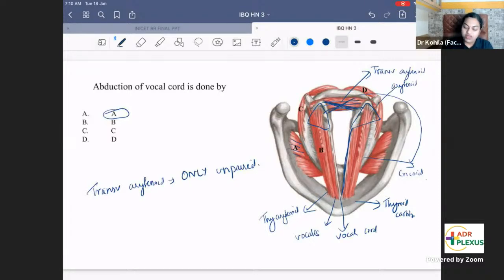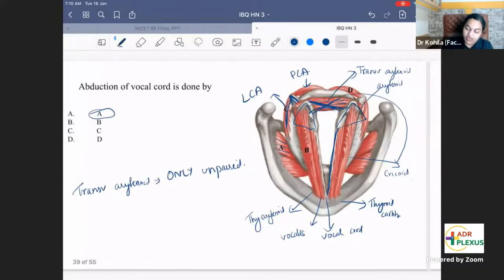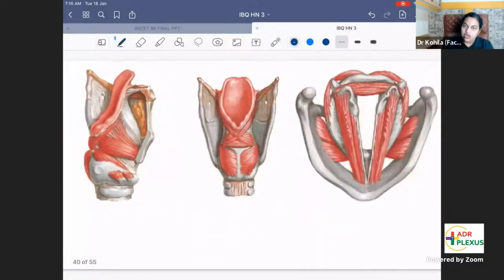Okay. Now, this is the lateral process of the arytenoid. Inserting anteriorly into it will be lateral cricoarytenoid. Posteriorly into it will be posterior cricoarytenoid. I'll repeat it again with another image. So in these three images, you should be able to identify the thyroid cartilage. This is your thyroid cartilage. This is your thyroid cartilage. This is your thyroid cartilage.